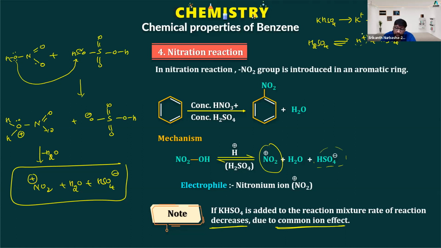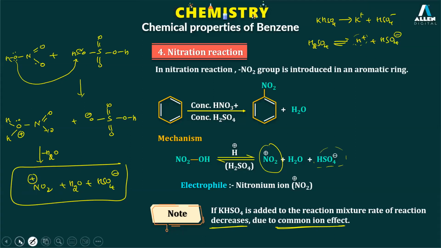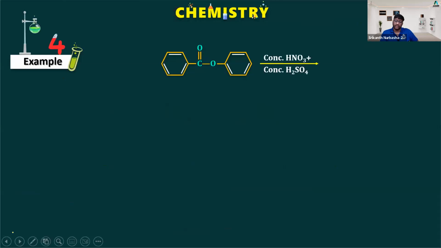So H plus ions are going to be decreased. So the reaction will not move in the forward direction. So the rate of electrophilic substitution decreases whenever you add KHSO4. Is that point clear, students? Simple? Yes, sir. Try to understand. We are doing the nitration.